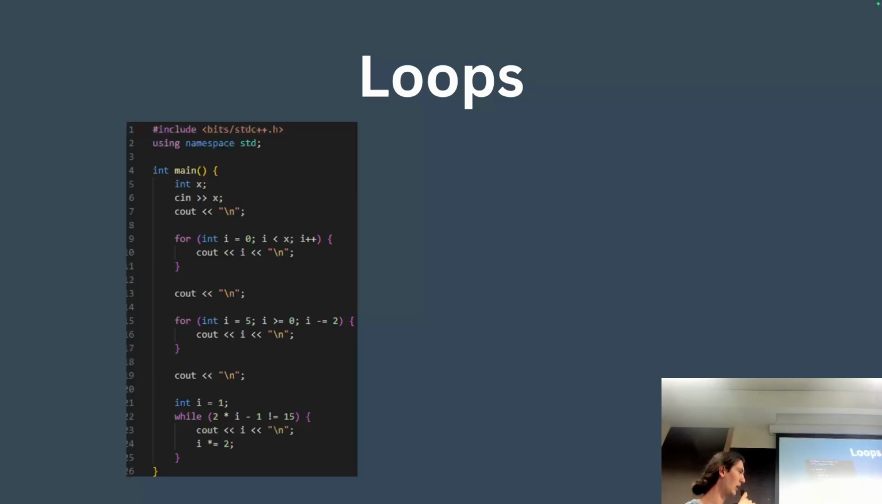And then I've got an example of a while loop here, where I've defined i outside the loop, starting at 1, and I've got this condition. While this is true, this will keep looping, and it's going to multiply i by 2 each time, until this is true, then it breaks.